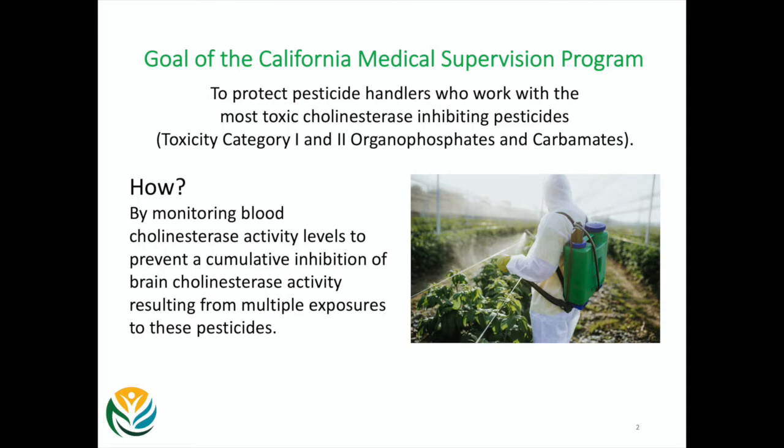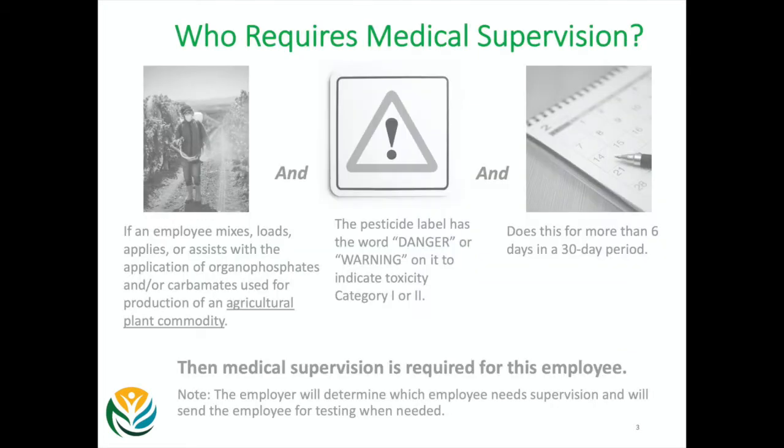In order for medical supervision to be required for an employee, 3 criteria must be met. First, the employee must mix, load, apply, or assist with the application of organophosphates and/or carbamates used in the production of an agricultural plant commodity. Second, the pesticide label must have the signal words danger or warning to indicate toxicity category 1 or 2. And finally, the employee must regularly handle pesticides for more than 6 days in a 30-day period.